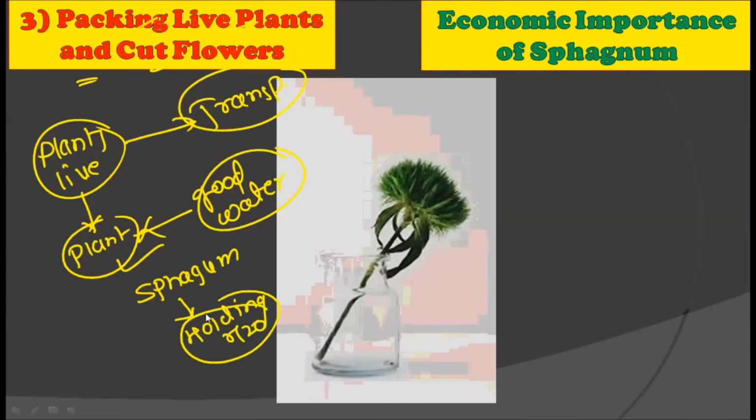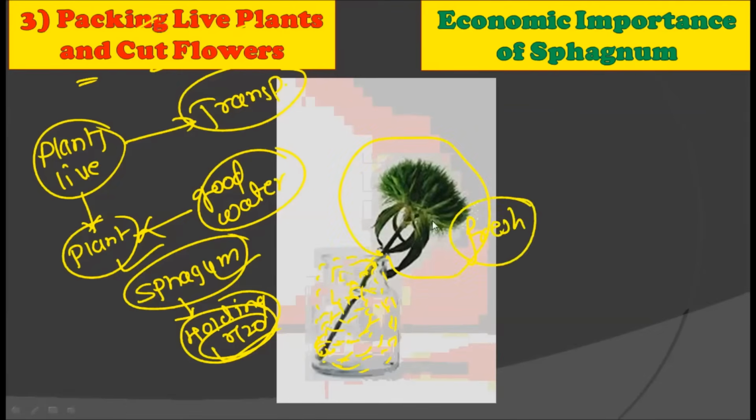Now, due to this water holding capacity, these sphagnum plants are packed around the live plants which are to be transported. And what happens when the sphagnum moss is wrapped around their bases or at the stem? Due to the high water content of the sphagnum, this water is readily available to these plants for absorption. And due to this, the whole plants remain fresh at the end of the journey.